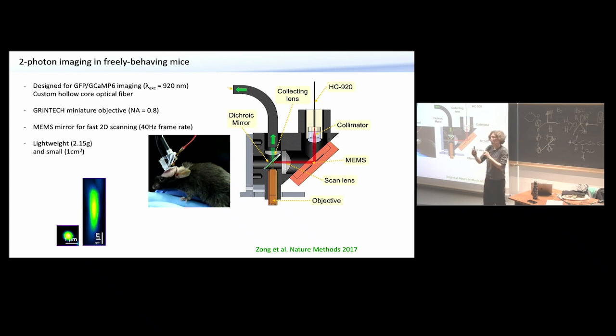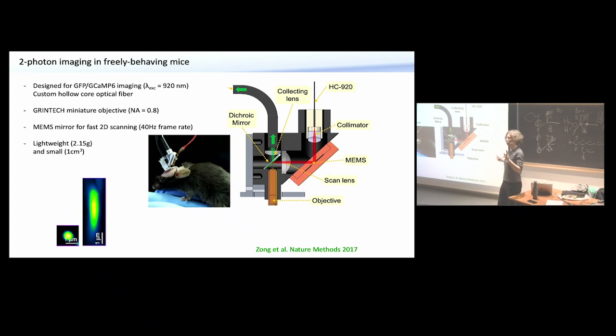And then they went to see every single lab in the world that was working on this field to understand what was difficult, what was challenging, and everything. They had a lot of money, so they also went to companies. And so they made this. And this is the first miniature two-photon microscope that was working in freely behaving mice.